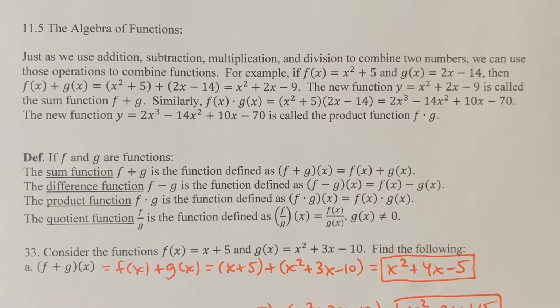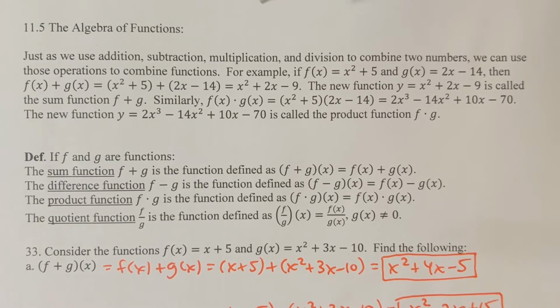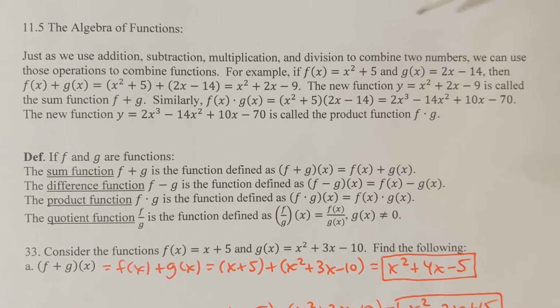So just like when you add, subtract, multiply, and divide numbers, you can do the same operations with functions. Okay, and the end result will always be a function. So if you have two functions, f of x and g of x, and f of x is equal to x squared plus 5 and g of x is equal to 2x minus 14, f of x plus g of x would be just where you'd add these two expressions together and combine your like terms.